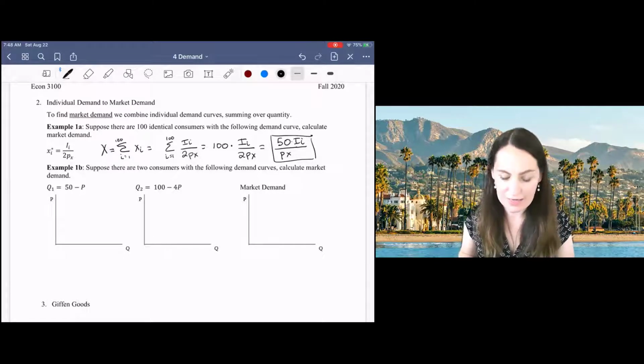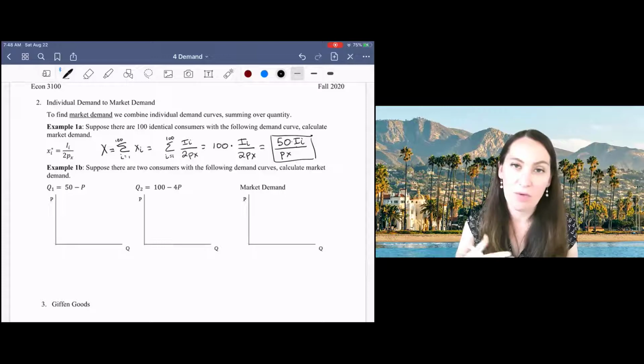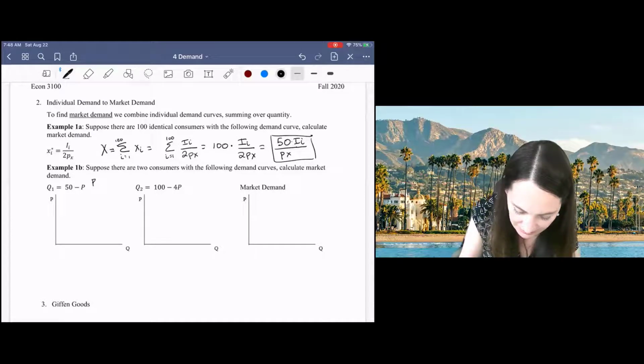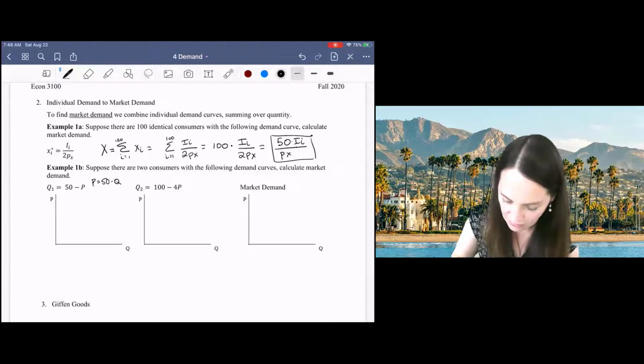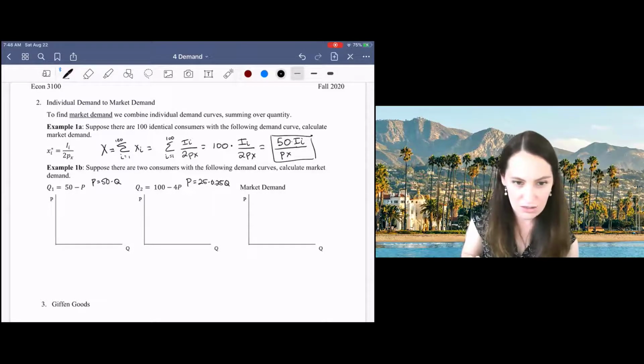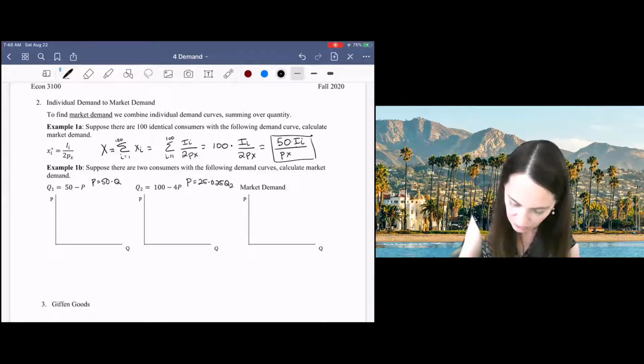To do that, first we need to think a little bit more about what the individual demand curves look like. So remember that when we're graphing, it's useful to rearrange so that you have the inverse demand equation. Just makes it a little bit easier to graph. So my inverse demand equation is going to be this for each consumer here. So this is Q2 and Q1.